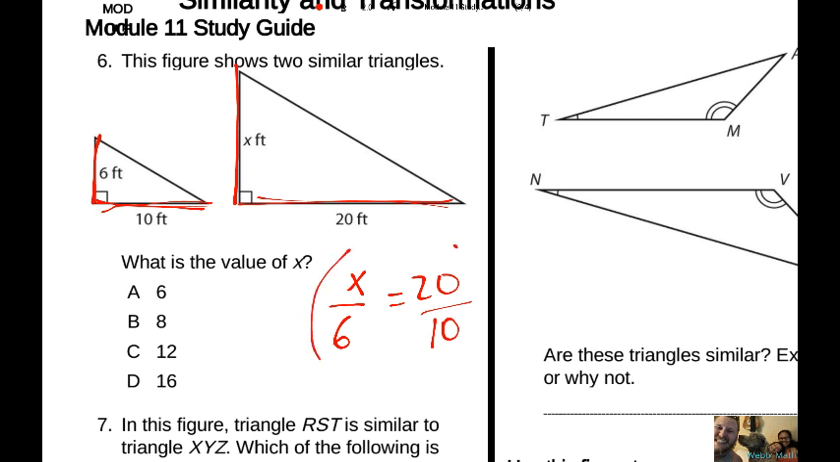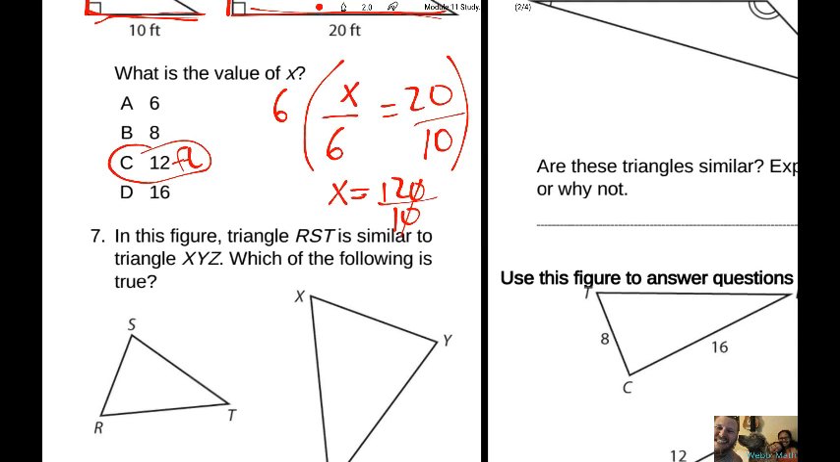Yeah, I went there. All right, you can cross multiply, or you can be a true pro and just multiply everything by 6. You'll get x equals 6 times 20, that's 120. Divide by 10, that's easy math. 12 divided by 1 is just 12. And remember, this is 12 feet. And that's how you handle something like that.